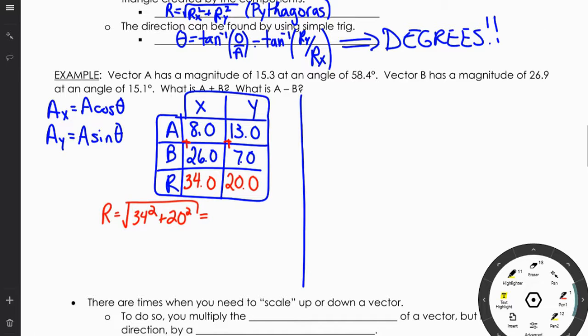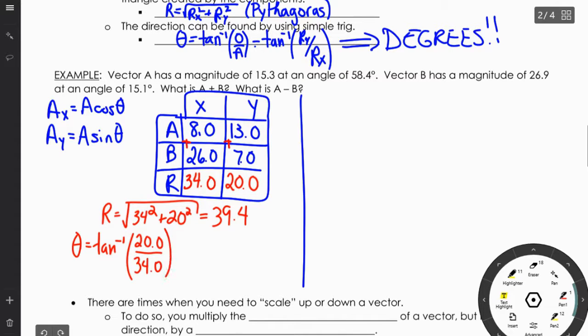Okay. So the square root of 34 squared plus 20 squared gives me an answer of 39.4. Okay, and then I find the angle. I'm going to do the inverse tangent of my y value divided by my x value. Again, these are based on my components here. So the inverse tangent of 20 divided by 34 is going to give me an angle of 30.5 degrees.